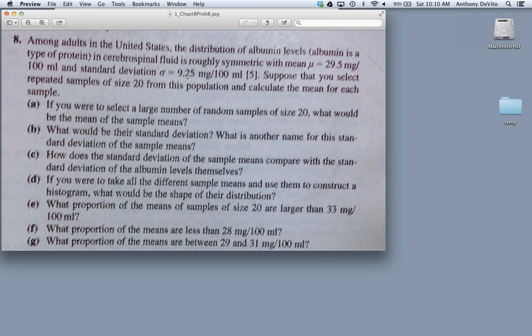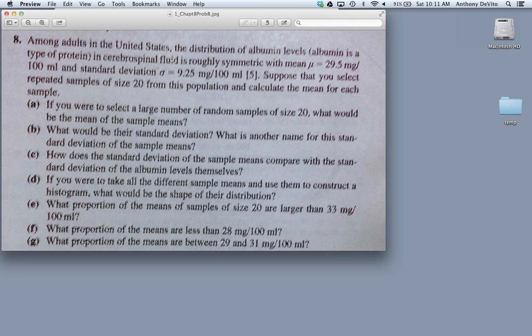Standard deviation is 9.25. Suppose you select repeated samples of size 20 from this population and calculate the mean for each sample. Notice this is an unusual situation. They actually gave us the population mean and the population standard deviation. We rarely know those two things, right? But in this case, it's an exercise, and they've told us this. Now, suppose you select repeated samples of size 20 from this population and calculate the mean for each sample. Well, we know that the sample means from this population of size 20 should be normally distributed. It's symmetric, or we're presuming by symmetric they mean normally distributed.